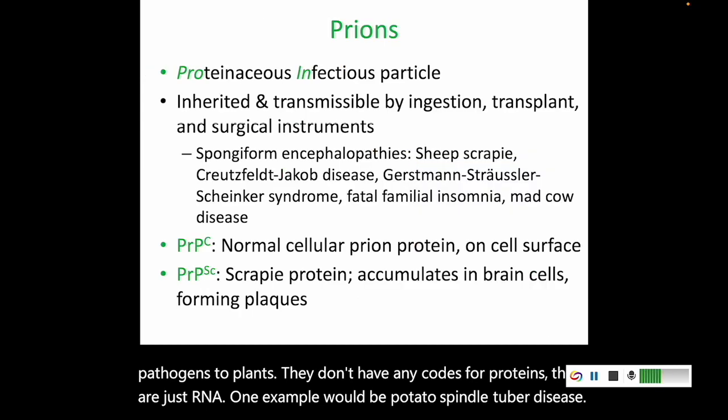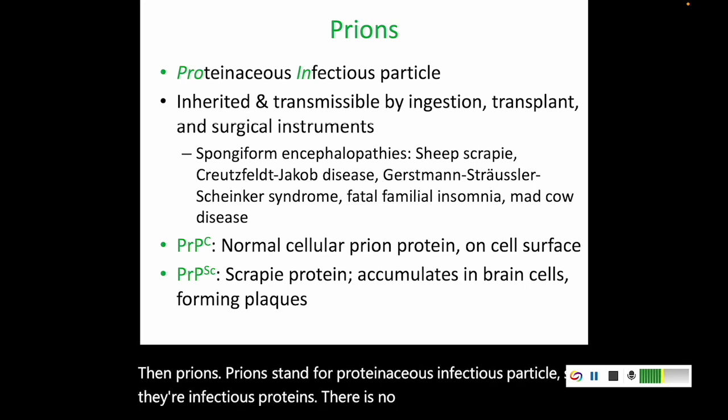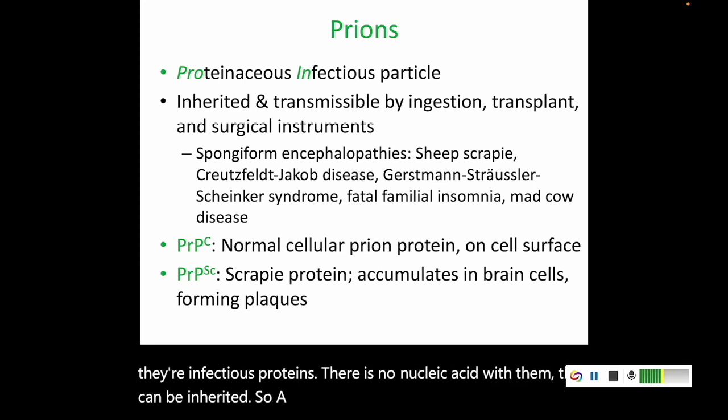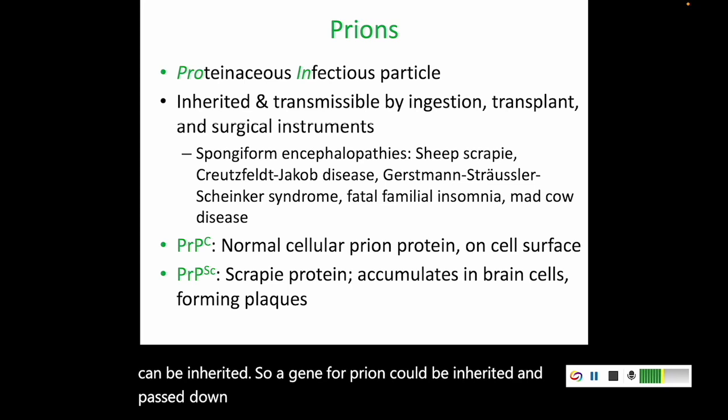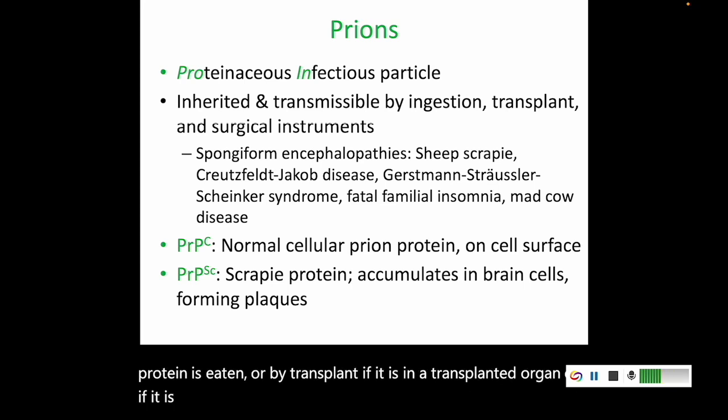Then prions. Prions stand for proteinaceous infectious particles. So they're infectious proteins. There is no nucleic acid with them. They can be inherited, so a gene for a prion could be inherited and passed down. They could also be transmissible by ingestion if the protein is eaten, or by transplant if it is in a transplanted organ, or if it is contaminating a surgical instrument.